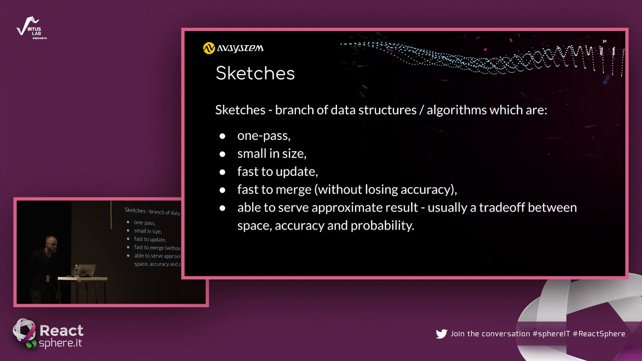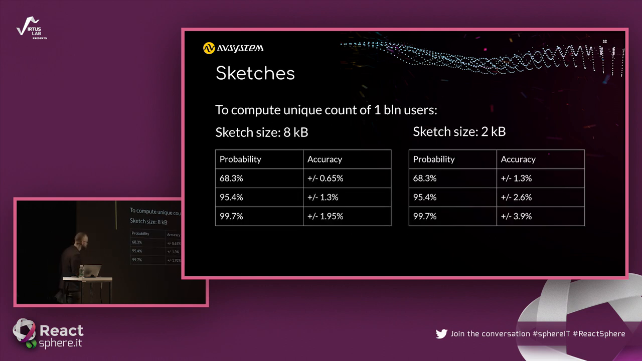How? Using sketches. Sketches are a bunch of data structures and algorithms which are one pass, that means that algorithms need to touch only one item. If you have a stream, it needs only to touch one item to compute the final result. They are small in size, fast to update, fast to merge without losing accuracy, and able to serve an approximate result, usually a trade-off between space, accuracy, and probability. What does it mean? Well, the most general answer is the more space, the better accuracy, and the higher the probability, the worse the accuracy.